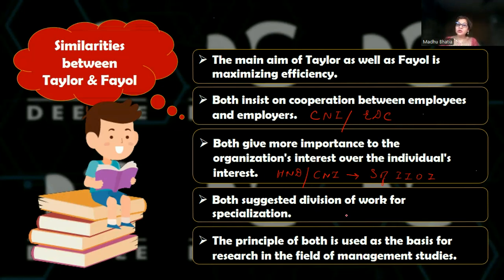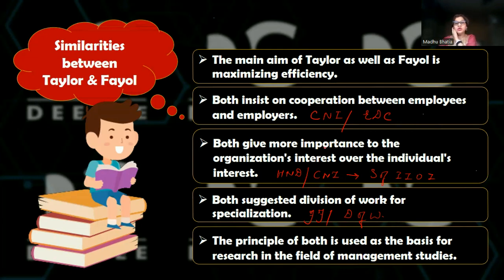Both suggested division of work for specialization. अभी हमने किया है, फ्योल ने सीधा सीधा division of work कहा है और टेलर ने कहा है functional foremanship. And here we have division of work. Principles of both are used as the basis for research in the field of management studies. This is yet another similarity. I'm again telling you, when you are asked how the principles of Fayol and Taylor are different yet complementary, this is to be your answer. And do quote the principles. Otherwise, your answer will be considered as incomplete.